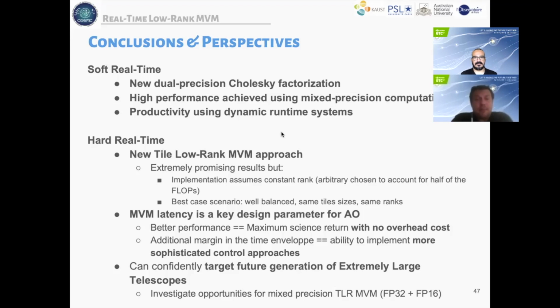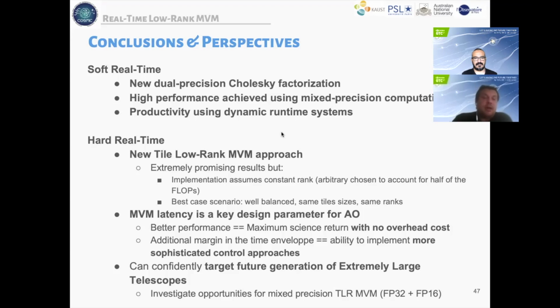Now, on the hard real-time part, we have presented this new tile low-rank matrix vector multiply approach. We are obtaining extremely promising results so far, but this is still a very simple implementation with a constant rank across the matrix tiles. So this is a best case scenario, and we still have to work on how to balance these computations over varying tile sizes and varying ranks across the matrix.